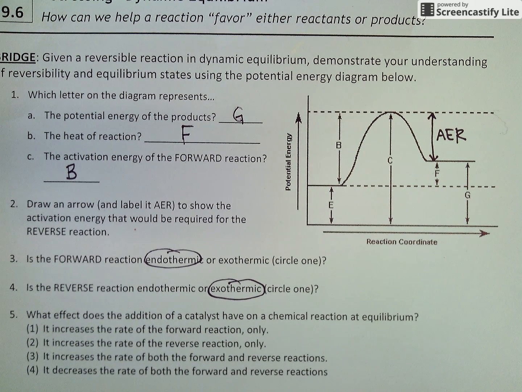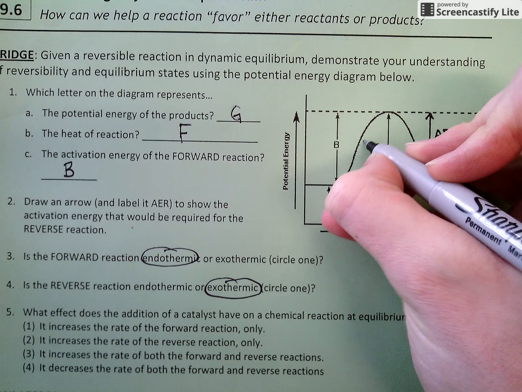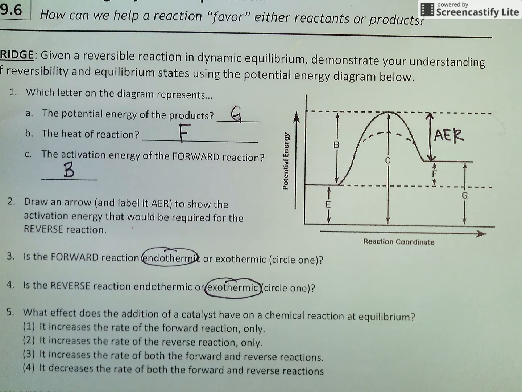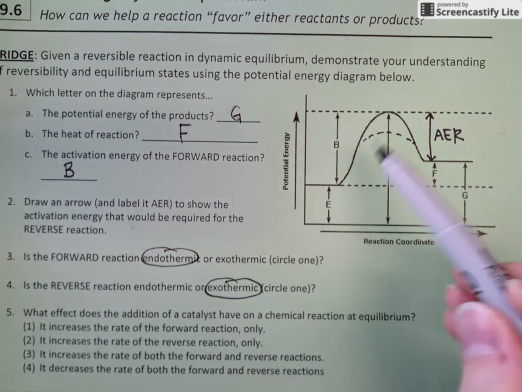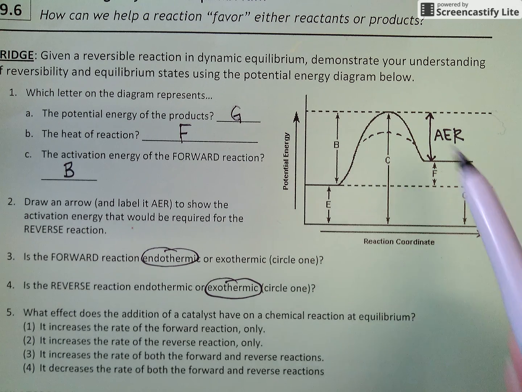For question number 5, it's asking about the effect of a catalyst on chemical equilibrium. So first I want to draw in what a catalyst would do. Remember, it's just speeding up the rate of reaction by making it easier to get from reactants to products. So I'm going to lower the activation energy of the reaction so that it's easier for particles to collide effectively because the catalyst is bringing them together.